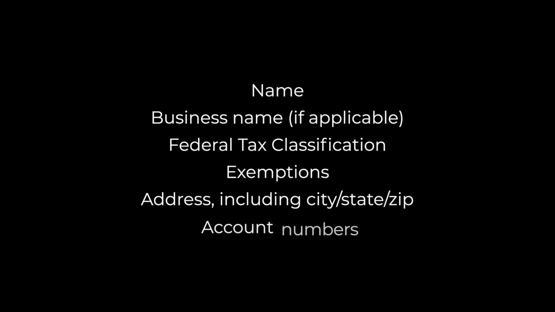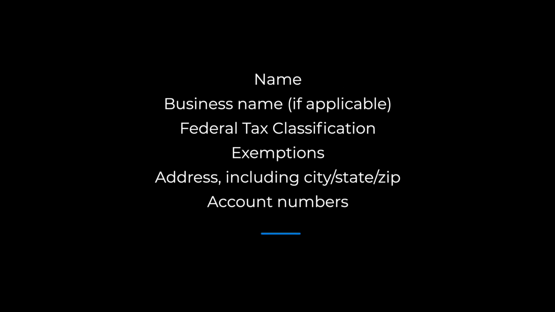Now let's go over what needs to be included in the form. Make sure to check that all of the information is filled out accurately, otherwise it could result in penalties or having to resubmit the form. A W-9 form can be signed, dated, and sent electronically and should include the following information: name, business name if applicable, federal tax classification, exemptions, address including city, state, and zip, and account numbers.